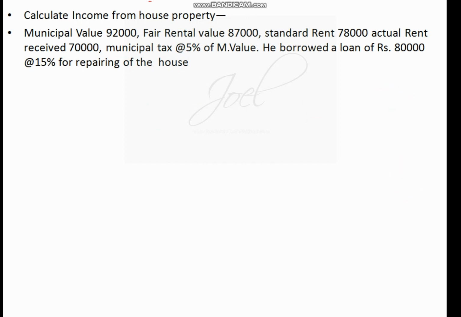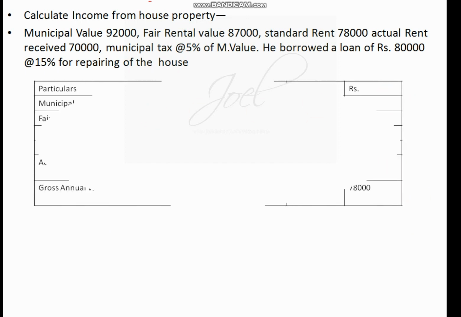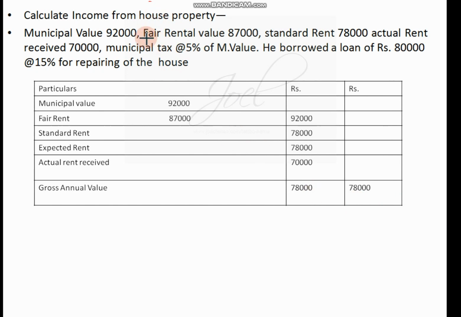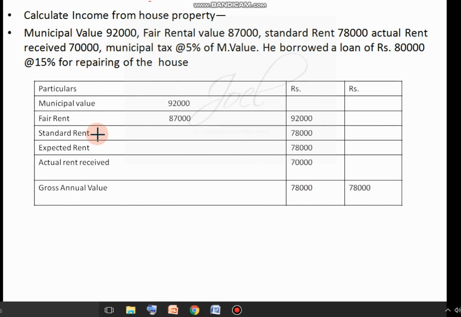So this will be your solution. 92,000 and 87,000. The highest one is to be calculated. So the highest one is 92,000, 92 and 78. Lowest will be calculated. 78,000 we will get. 78,000 is our expected rent.